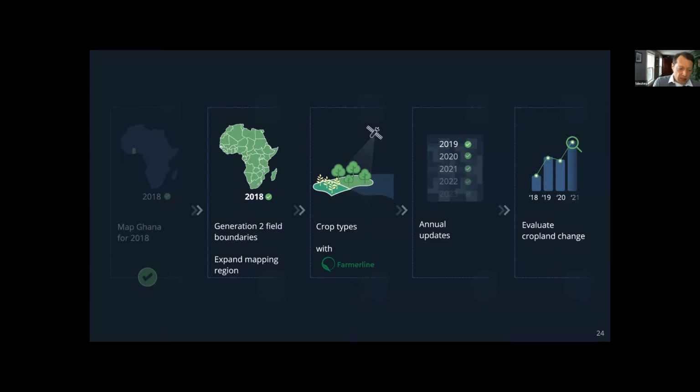So we're in the process of identifying the final model architecture we want to use to make our generation 2 field boundary maps of Ghana. And then we want to expand to other countries. We've already done a little bit of testing in Republic of Congo and Tanzania. We'd like to expand that more fully. We're also starting to use those as filters for training crop type mapping models, which I'm not talking about today, but that's a project that's ongoing now that's supporting a Gates Foundation project that is led by Farmerline in Ghana.